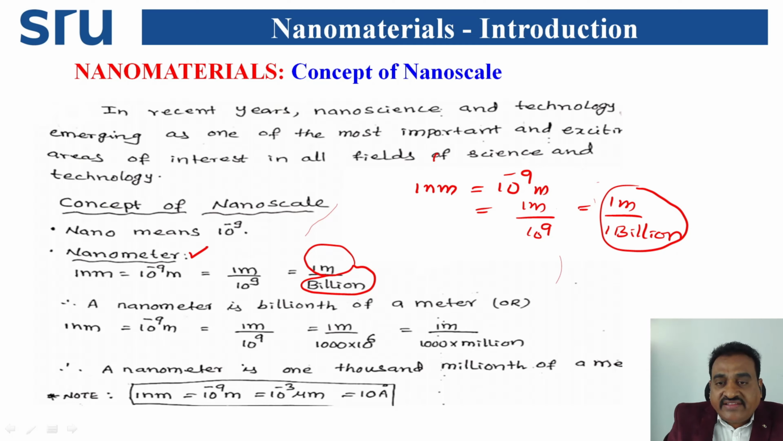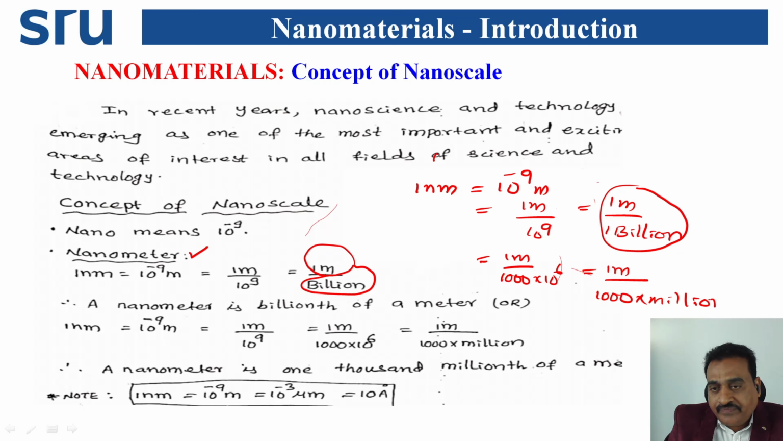Another way we can give it: 1 meter by 10 to the power 9, which is 1000 into 10 to the power 6, so 1 meter divided by 1000 times a million. You see here, this is 1000 millionth of a meter, called a nanometer. Two definitions: 1 billionth of a meter is called a nanometer, or 1000 millionth of a meter is called a nanometer.